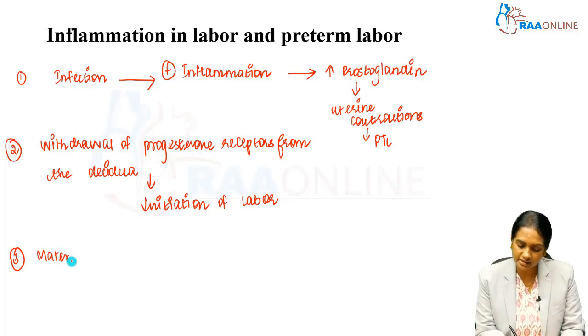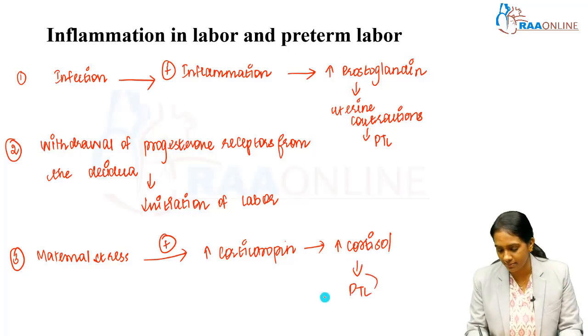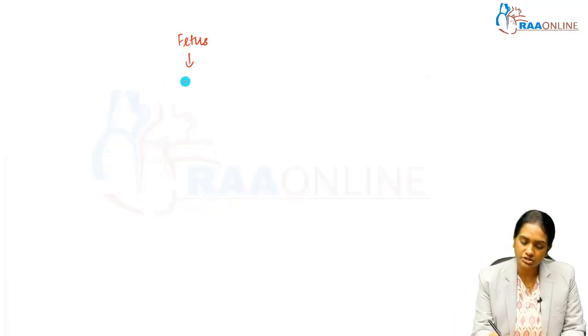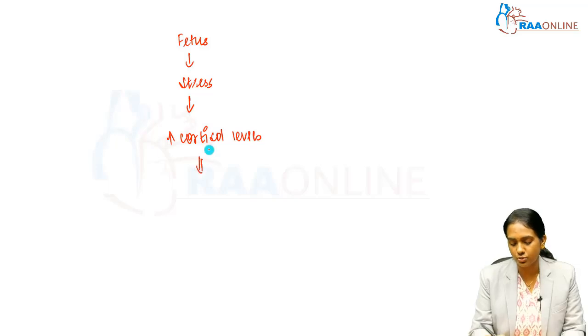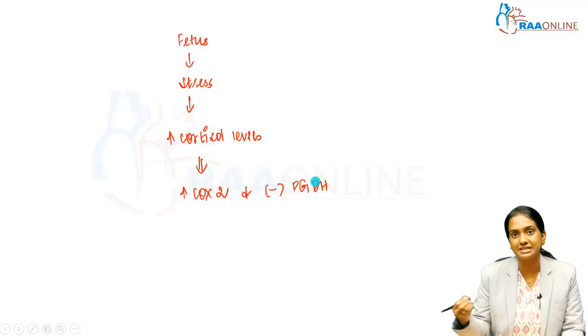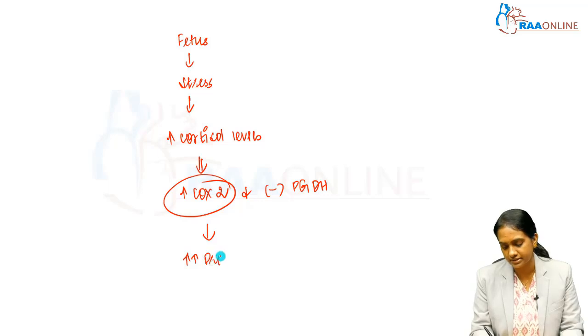Whenever there is maternal stress, stress always causes an increase in the corticotropins, and that is going to increase the cortisol, and that will also act as an initiation of preterm labor. In the fetus also, this stress will cause an increase in the cortisol levels, and that will also increase the COX-2, and it will also inhibit the prostaglandin dehydrogenase enzymes, thereby preventing the metabolization of prostaglandins, and this COX-2 is going to cause an increase in the prostaglandins, and that will also initiate labor.